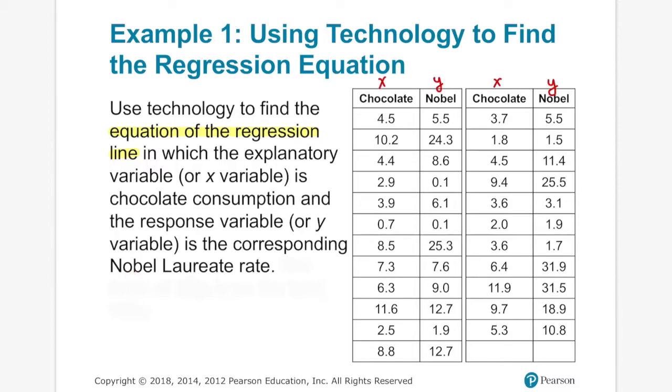From section 10.1, I said when finding r, it doesn't matter which one is x and which one is y, you will have the same r. However, for the equation of the regression line, it does matter which one is x and which one is y. So always pay attention to the problem so that you can have the correct x and correct y. And I will use StatCrunch to find my equation of the regression line.